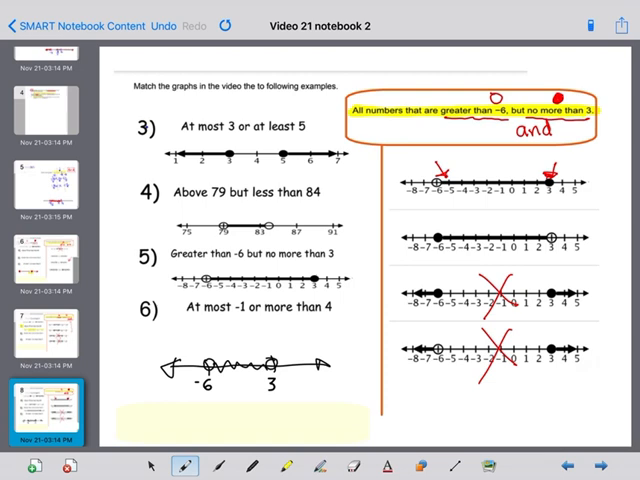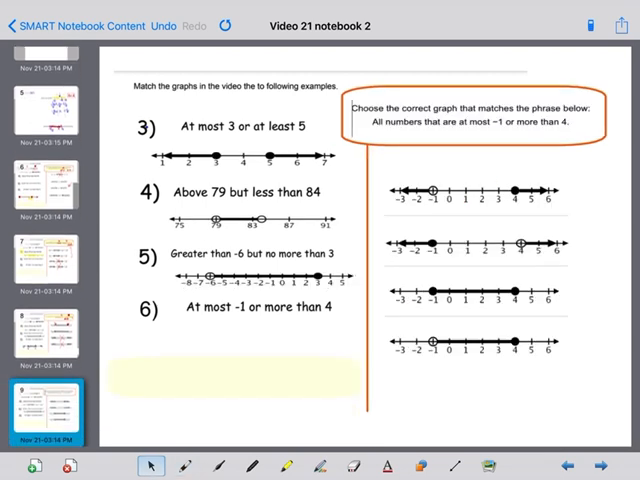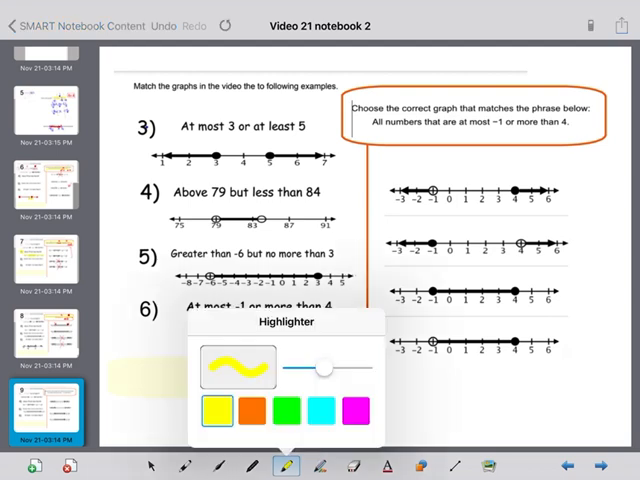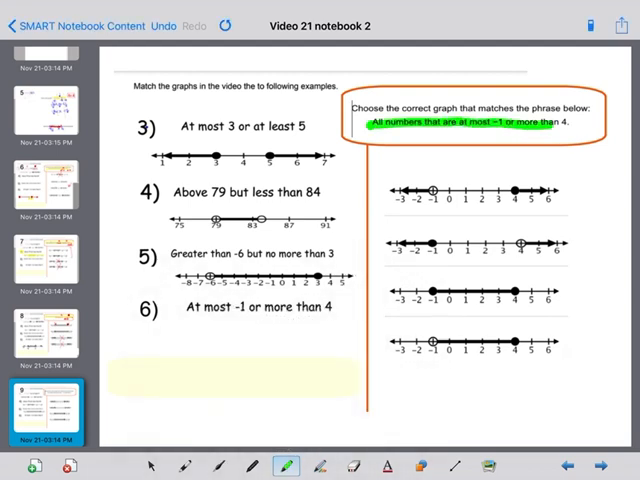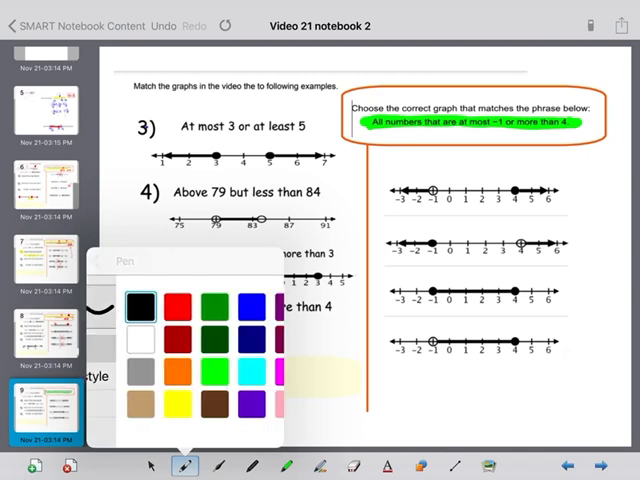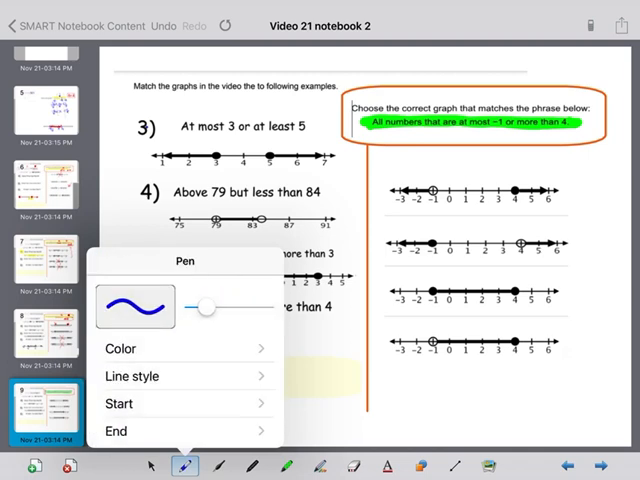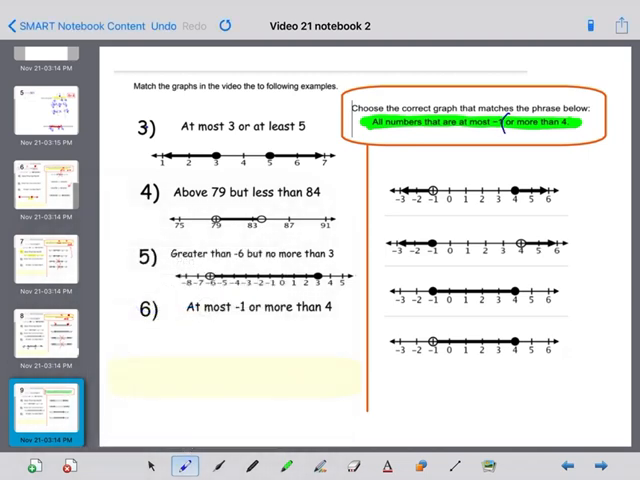All right, one more when you're ready. Last example. Choose the correct graph that matches the phrase below. All numbers that are at most -1 or more than 4. Oh, so we've got that word or again. So or tells us we're going to be going off in 2 different directions. So let's cross off the last 2.